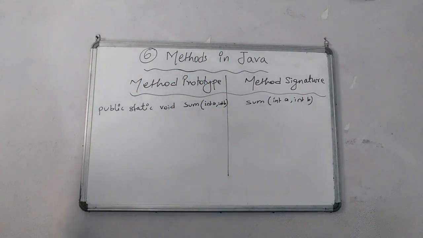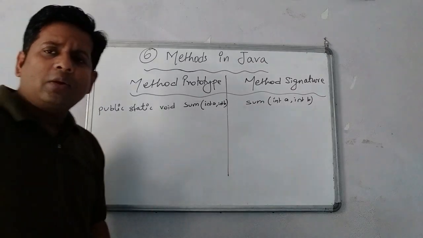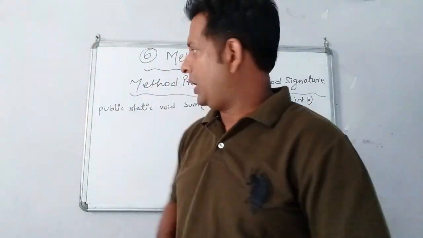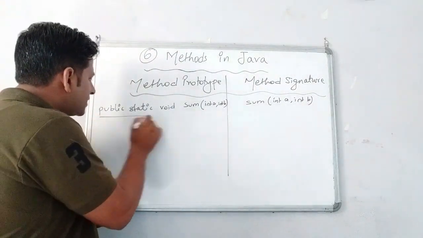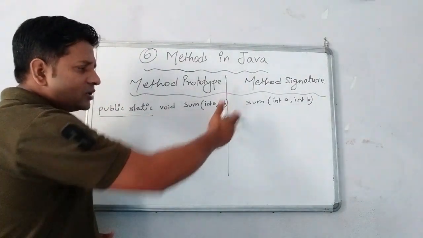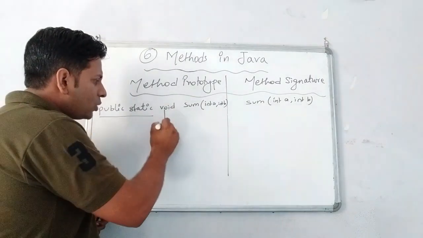Children, I have written something. See properly. In the first part, in the method prototype, I have written public static void. Then as the function name, I took sum, and the parameters I gave are int a, int b. In the method signature, I just wrote the initial part, that is sum, int a, int b. Now see children, what does this actually mean? In the case of function prototype, these two parts are compulsory. Whether you write here also doesn't matter. The main thing is this one.